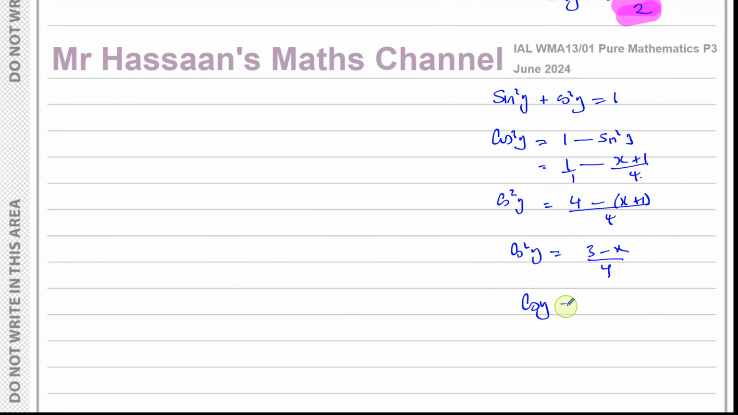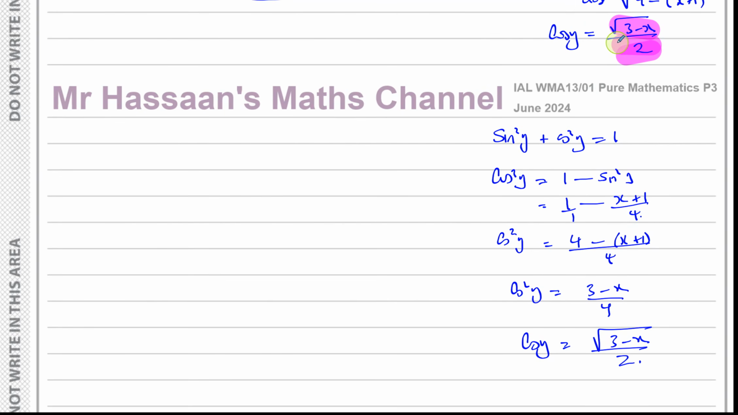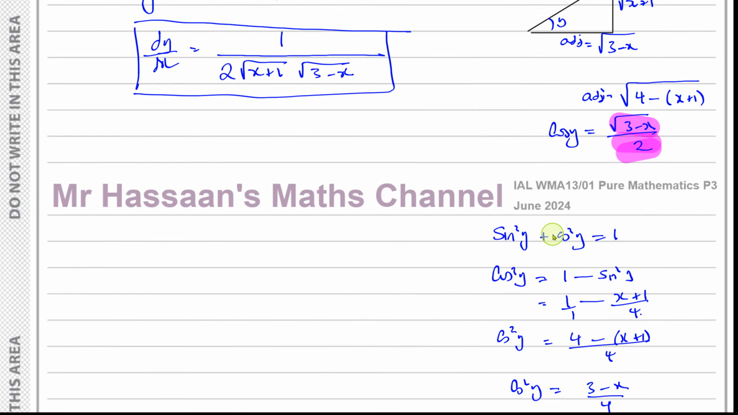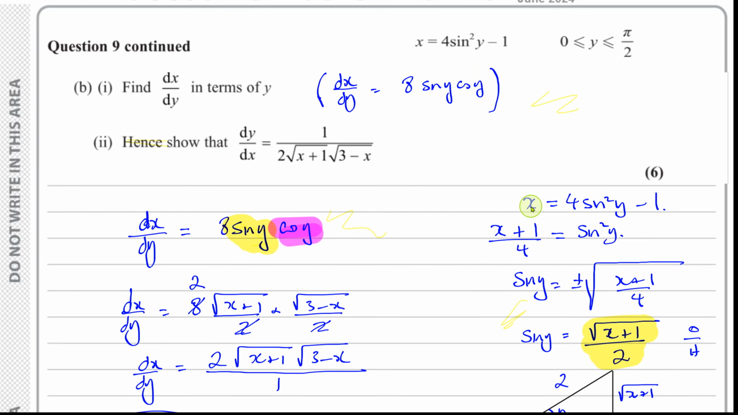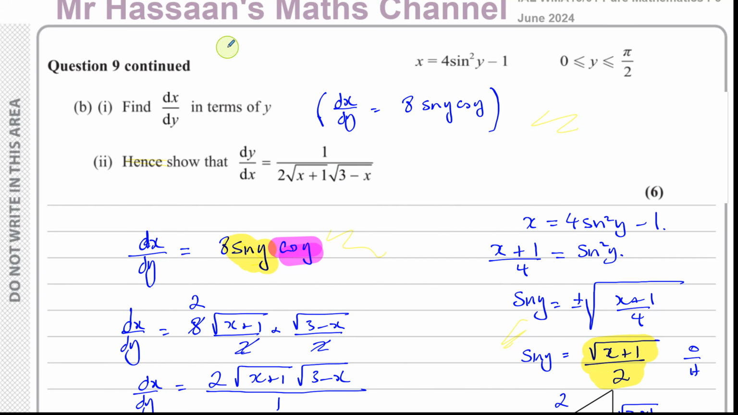Therefore, cosine of y is going to be the positive square root of (3 minus x) over 2, which is what we found here by using the triangle. Both methods are perfectly fine. Identity or triangle, they both work. Good. So there's the answer to 9b, parts 1 and 2.